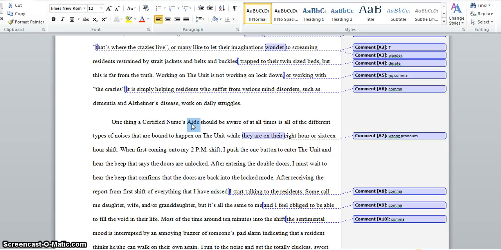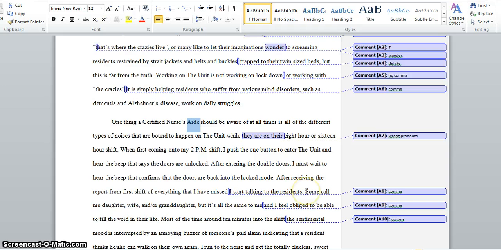A pronoun is basically like a replacement noun, and they have to agree in number. So aide, singular, they, their, plural isn't going to work. What you'd have to do, maybe the easiest way, would be to say one thing certified nurses' aides should be aware of, and then that would work with that.